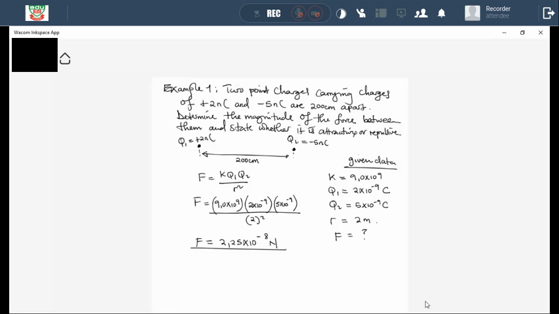The last part: state whether it is attractive or repulsive. I need to go back to the original question. There I am having a negative and a positive charge. So therefore, this is attractive, because I'm dealing with a positive and a negative charge.